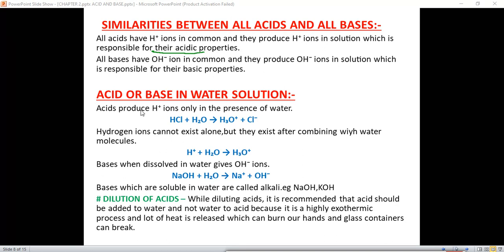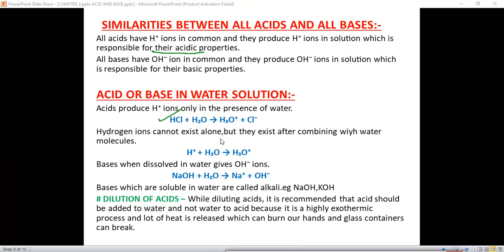Our next topic is acid or base in water solution. What is the effect of acid or base in water solution? Acid produces H plus ion only in the presence of water. Only if water is present with the acid can the acid produce H plus ion. In the dry state or in the absence of water, no acid can produce H plus ion. For example, HCl plus H2O. What product are we getting? This H plus will combine with water to form H3O plus, hydronium ion, plus Cl minus. We are getting H plus ion because in the presence of water, acid can release H plus ion.